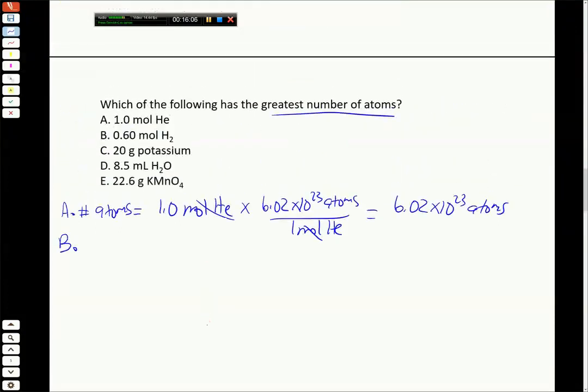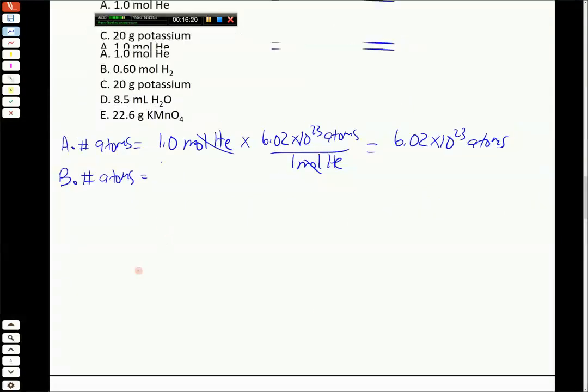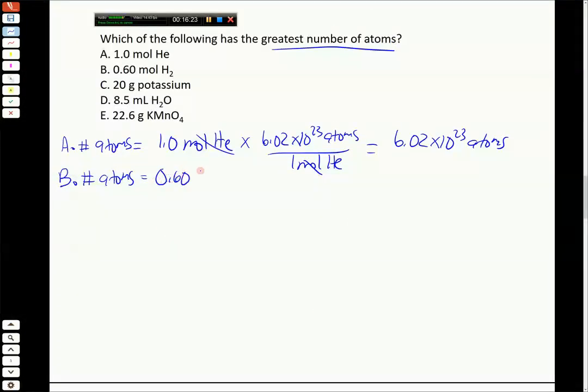We could have done that one in our head because it's just 1 mole, and 1 mole of anything has Avogadro's number. Now for choice B, we have to be a little bit careful here because we see this 0.6 moles. So we might say, oh, that's got to be less because it's 0.6 moles for choice B, 1.0 moles for choice A. However, we're looking for moles of atoms here. So if we have 0.60 moles of H2, key phrase being there that is dihydrogen, H2, we can multiply that by Avogadro's number, but that's going to be molecules of H2 per mole.